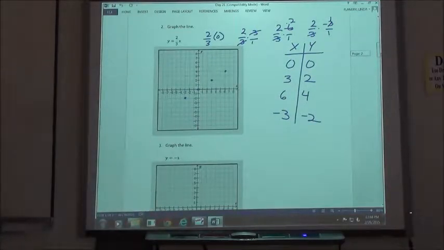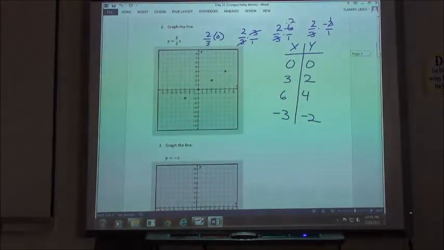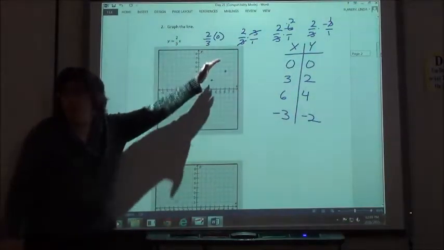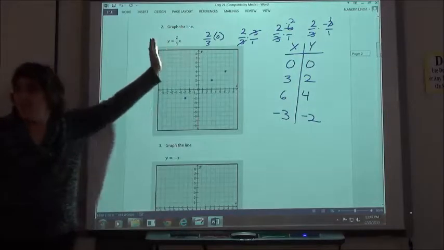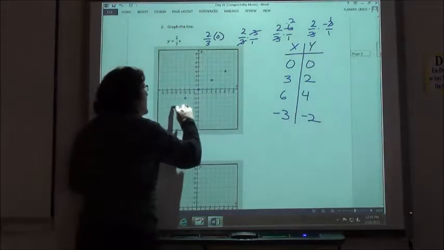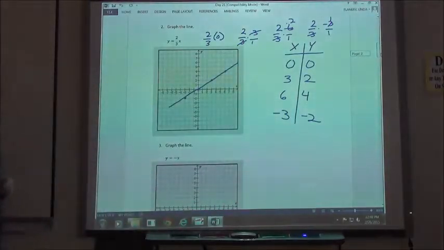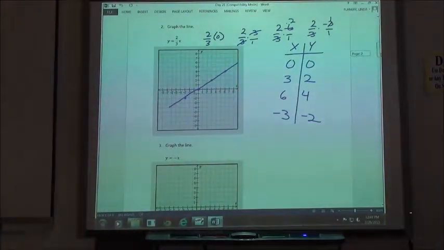Notice when I put all those dots on there, they lined up in a straight line. My slope was positive. It is going uphill as I went from left to right, but it's not as steep as a 4 slope, right? Because 2/3 is less than 4. So my line looks something sort of like that.